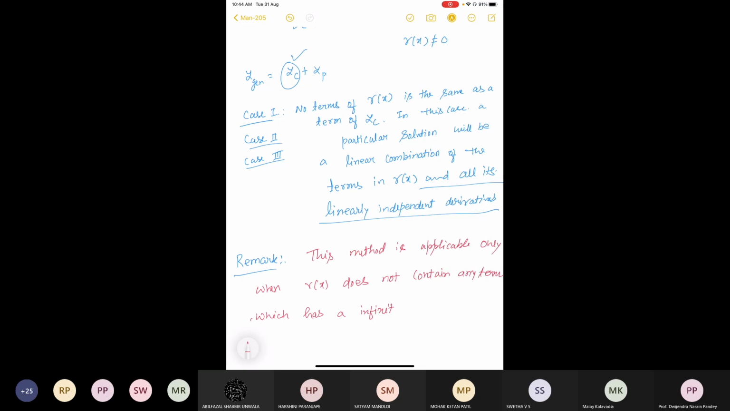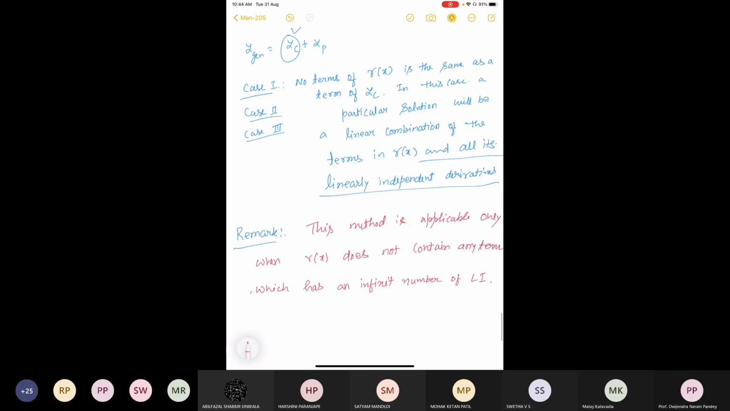Okay, so it means r(x) does not contain any term which has an infinite number of linearly independent derivatives.